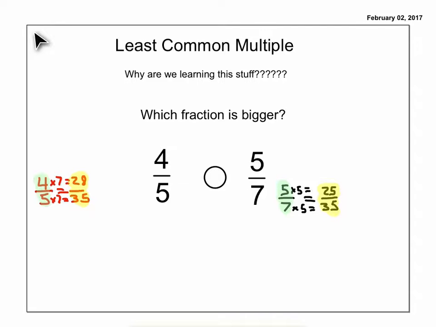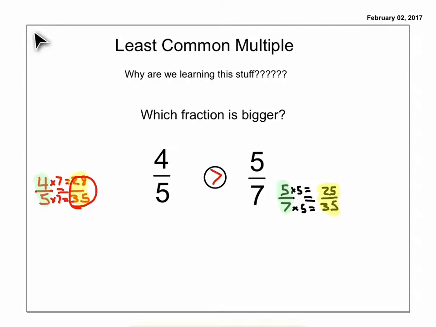Now since we have our two yellow highlighted fractions, 28 over 35 and 25 over 35, and they both have the same denominator, all we have to do is look at the numerator to decide which one's greater. So since they have the same denominator 35, 28 is greater than 25, and therefore this fraction is greater. And since 28 over 35 is equivalent to 4/5, 4/5 is greater than 5/7.